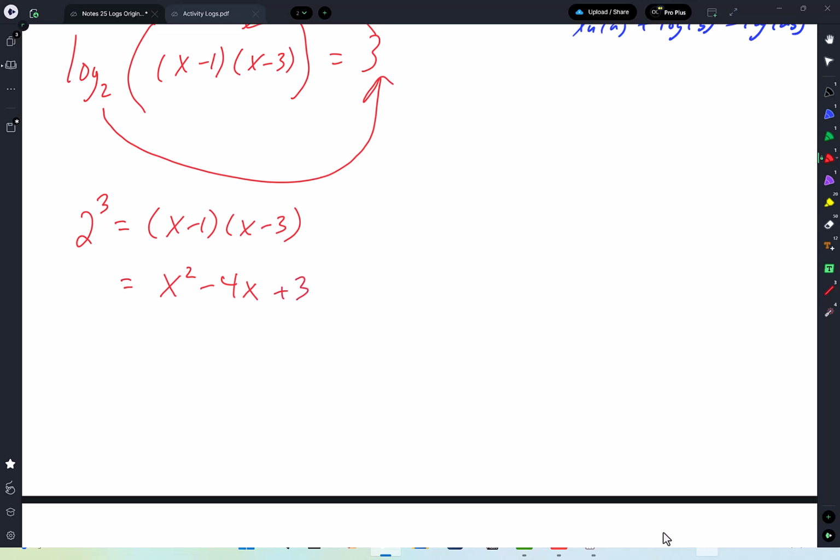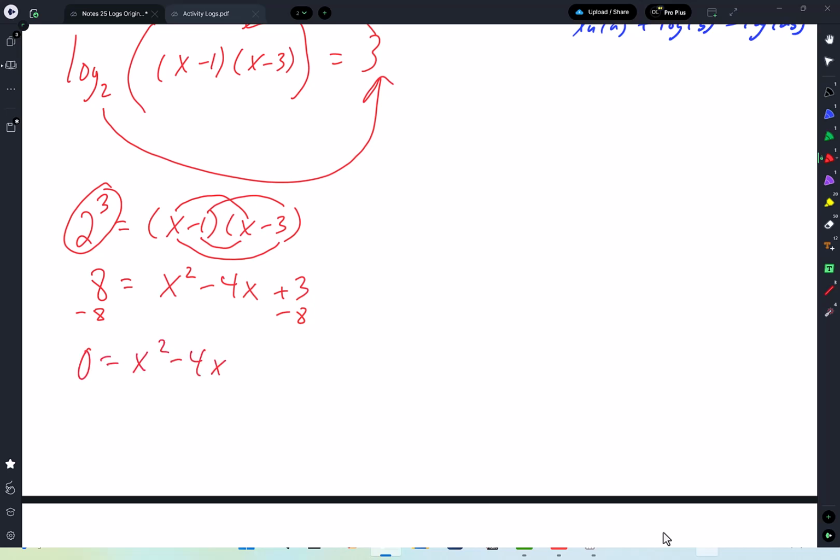But if you don't know what I did, I just FOILed, guys. x times x is x squared, x times negative 3, negative 3x, negative 1 times x, negative 1 times negative 3, positive 3. You see what we did? 2 to the third power, 2 times 2 is 4, 4 times 2 is 8. And then hopefully it looks like this, and you remember we did a whole bunch of these in algebra. So in algebra, this is just a quadratic. If I want to solve, I need to get this to equal 0. So minus 8 minus 8. So 0 equals x squared minus 4x.